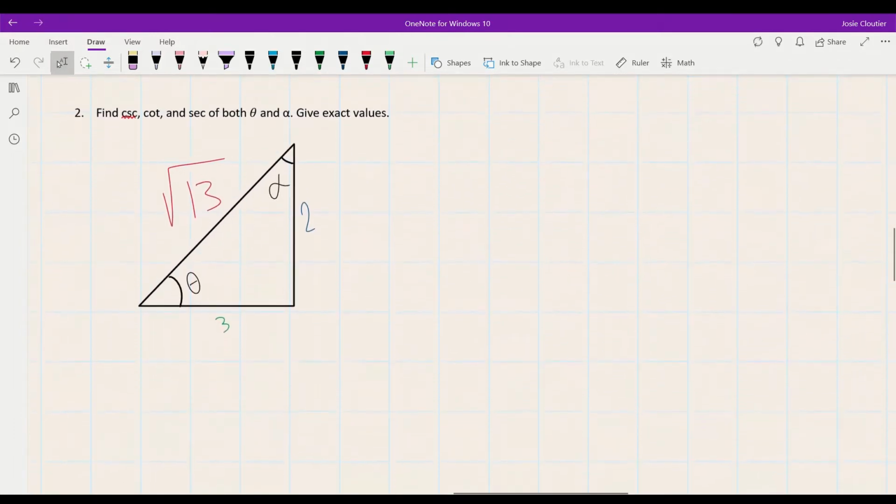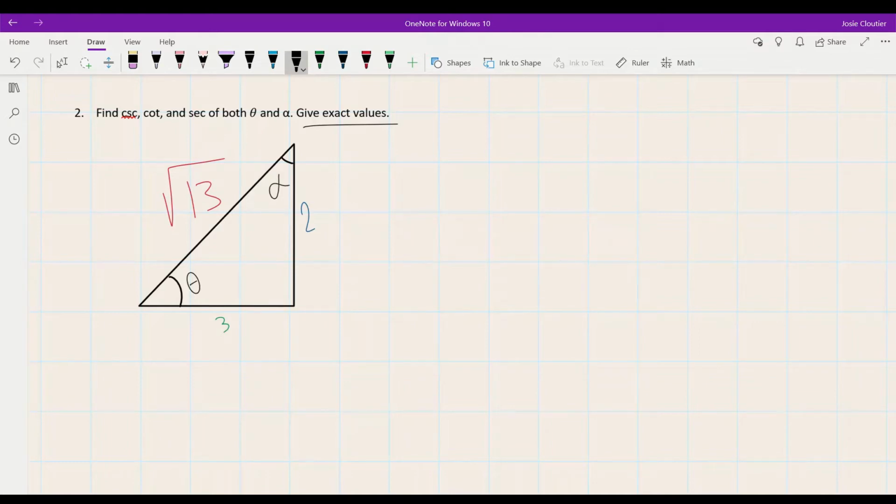Alright, question 2. Find cosecant, cotangent, and secant of both theta and alpha. Give exact values. So, you don't often see alpha unless you're working with two angles, but it is basically the same as theta, just a different way to denote an angle.